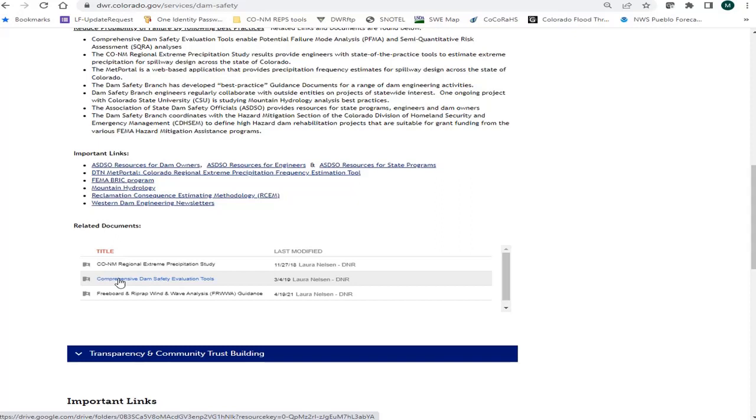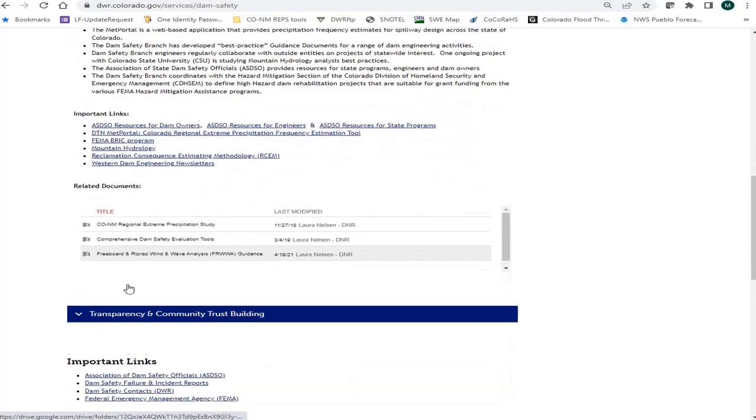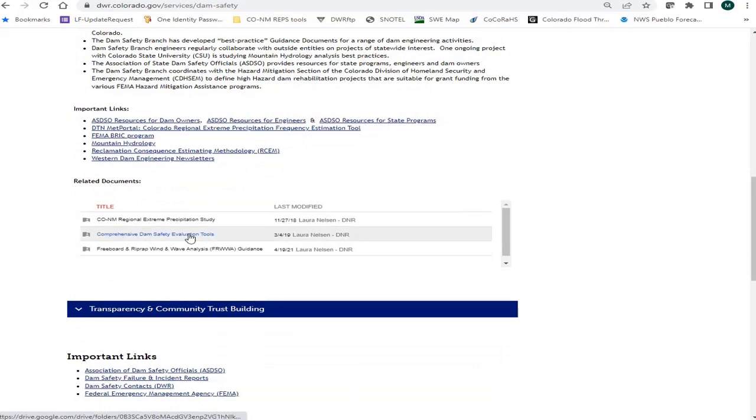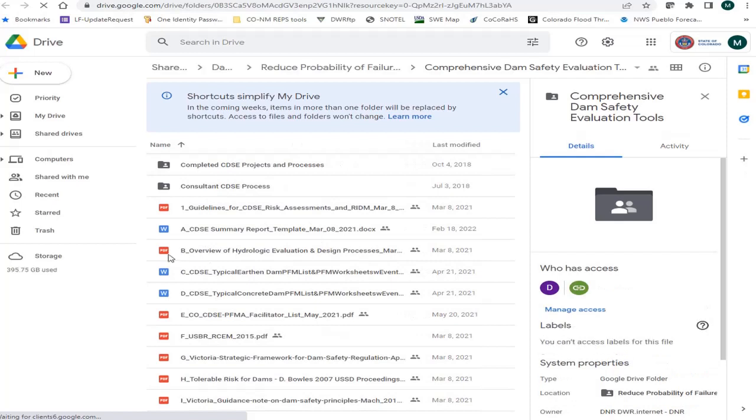more front and center, but for now, you can find it under that blue drop down of reducing likelihood of dam failure, go down to comprehensive dam safety evaluation tools, and you'll get to a Google Drive. And in that, you'll see Appendix B, overview of hydrological evaluation design processes. That's a PDF that you can download.